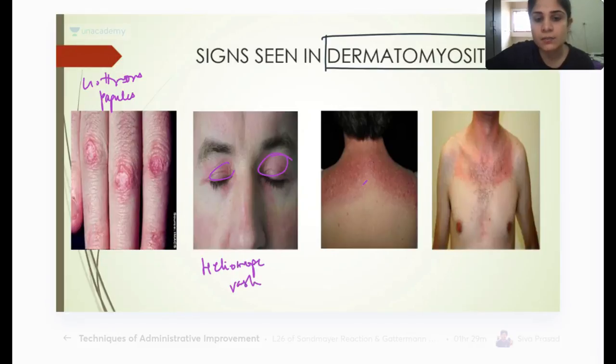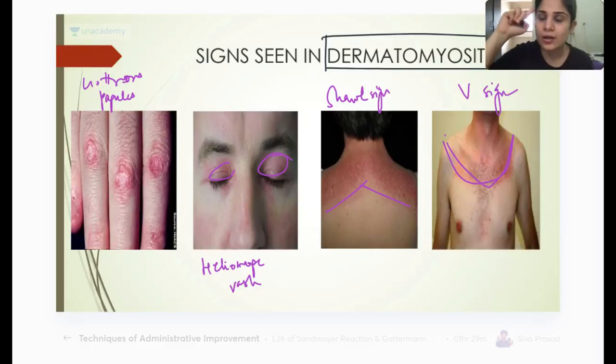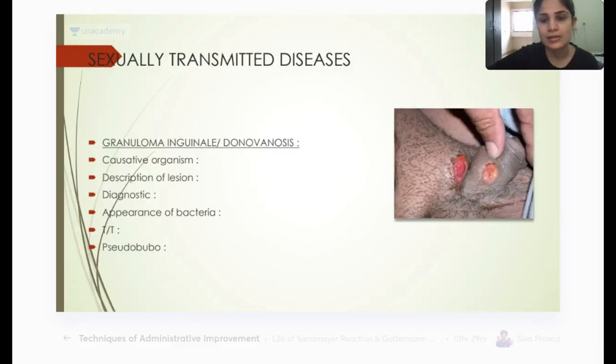Purplish lesion present on the back where you wear a shawl, what is this called? Shawl sign. Very good. And purplish lesion present in the front where you wear a t-shirt is called V sign. So just like we saw previously in tuberous sclerosis, your ash leaf macule, shagreen patch, cafe au lait spot, just like that, these are the four signs seen in dermatomyositis. Please remember this. It's very, very important for the exam. They have asked many times. All right. Now let's move on to a very important topic, all the sexually transmitted diseases.